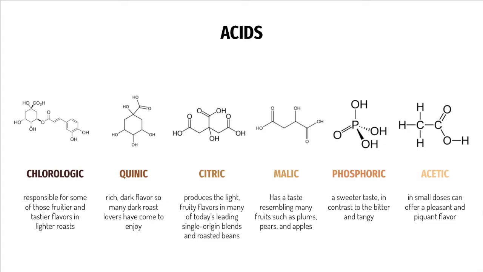Third is citric acid, which produces the light, fruity flavors in many of today's leading single-origin blends and roasted beans. Next is malic acid, which has a taste specifically resembling many fruits such as plums, pears, and apples. However, it is present in very little quantities. Fifth is phosphoric acid, which is also a sweeter taste, which contrasts the bitter and the tangy. And last is acetic acid, which in small doses can offer a pleasant and piquant flavor.